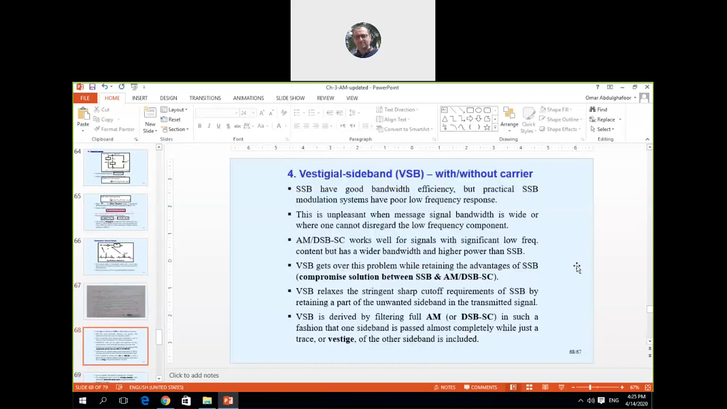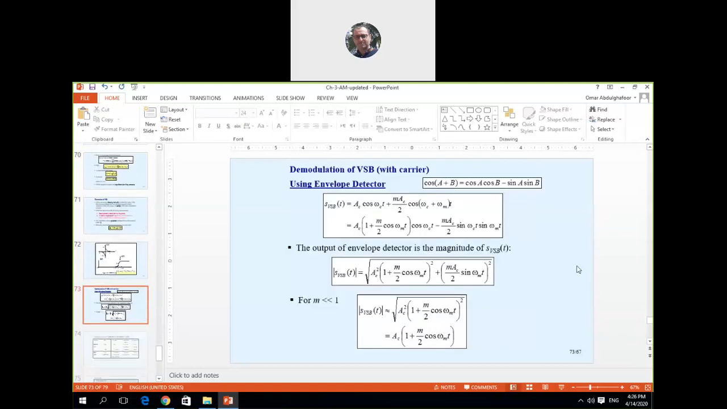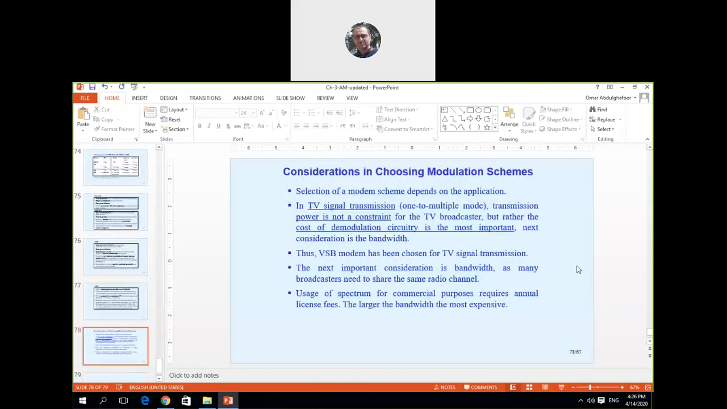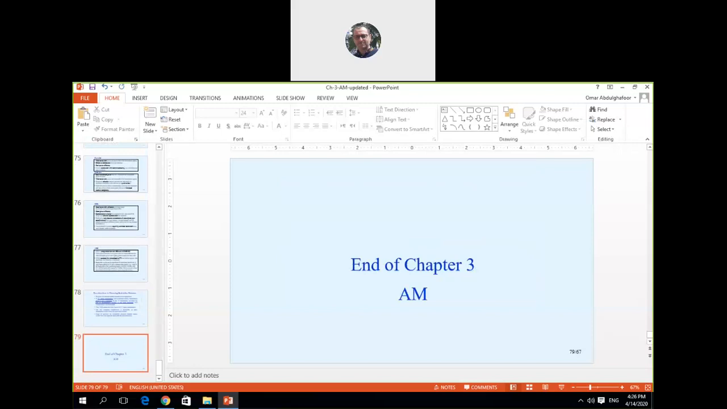Again, this one I will leave to you as self-study. The vestigial sideband is also self-study; it's not difficult. The remaining part is just the comparison, and I think we are done with this chapter.